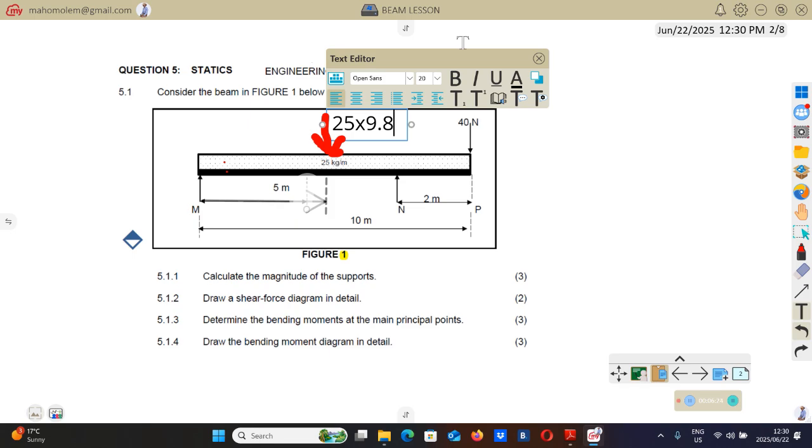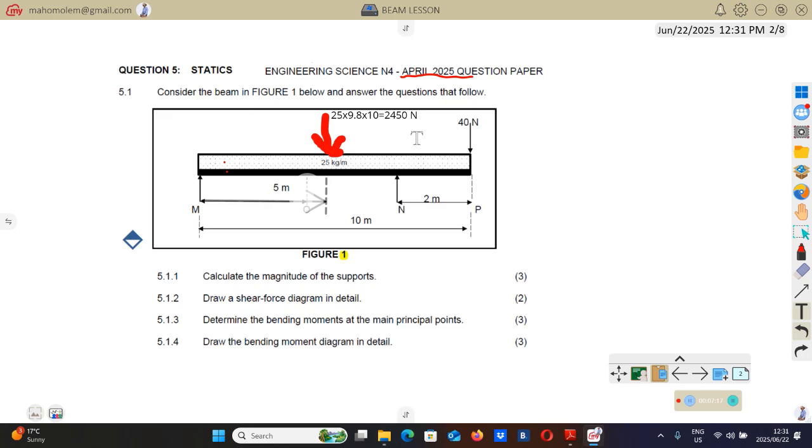So now we want the total load. To get the total load of this beam, you take that weight for 1 meter length and multiply it by the total length of the beam, which is 25 multiplied by 9.81 multiplied by 10, giving 2450 Newton. Good.